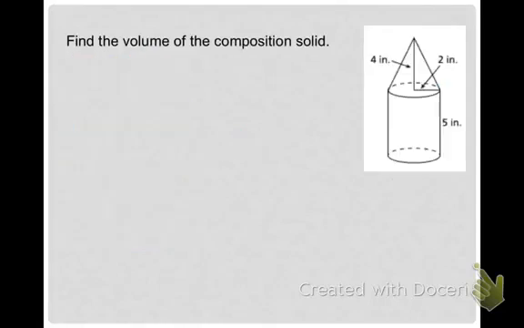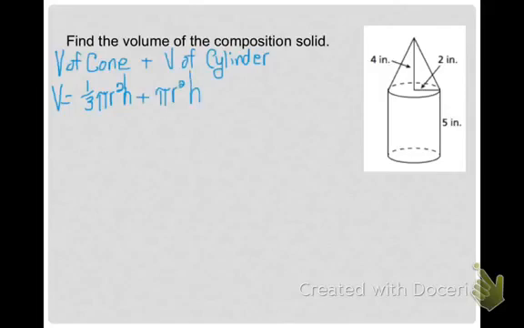All right, let's find the volume of this composite or composition solid. So I've got a cone on the top and I've got a cylinder on the bottom. So if I want to find the volume of this whole thing, what I would do is find the volume of the cone and the volume of the cylinder, and I'm going to add them together. I've got my volume of my cone formula plus my volume of my cylinder formula. I'm going to notice that pi r squared is the area of my base, and the base is going to be the same for both shapes.